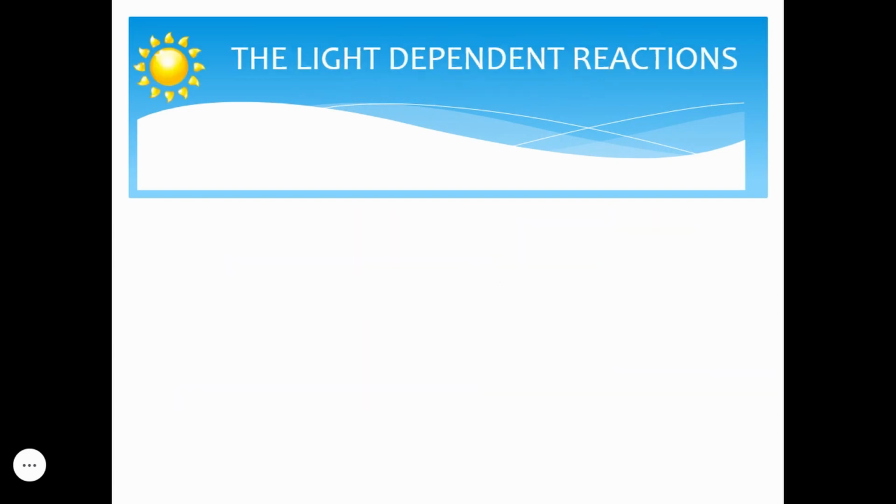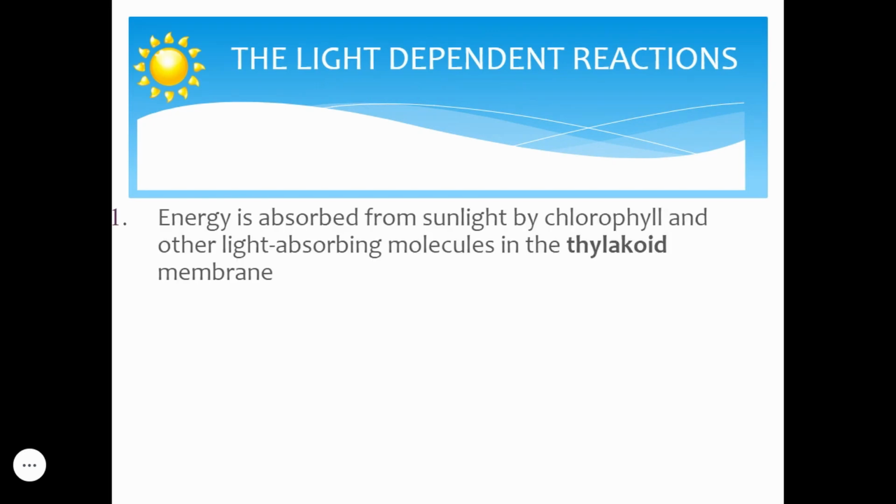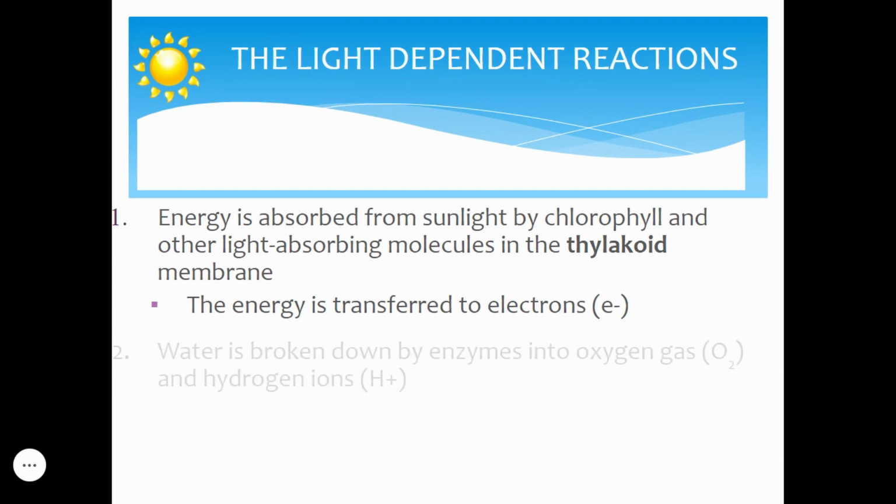So first, let's talk about the light-dependent reactions. In the light-dependent reactions, energy is absorbed from the sun by chlorophyll and by other light-absorbing molecules that can be found in the thylakoid. We're not going to really talk about them here, but if you want to Google them, they're called photosystem 1 and 2, and they're really very interesting molecules. The energy that is absorbed from the sun is transferred to electrons. We're going to hold off on talking about those electrons and mention what happens to the water that's used, and then we'll come back to the electrons.